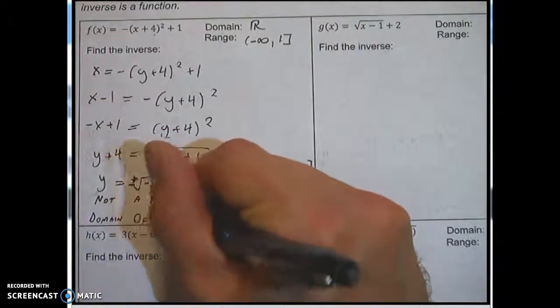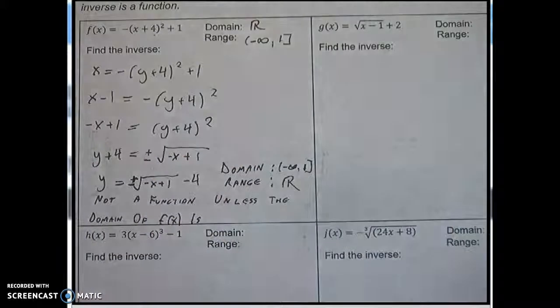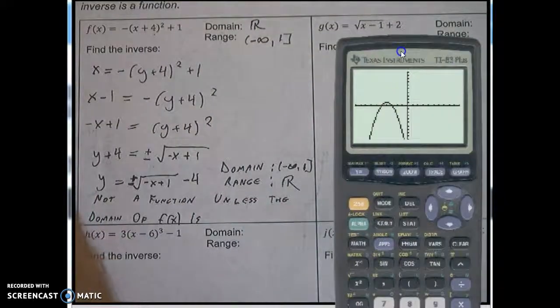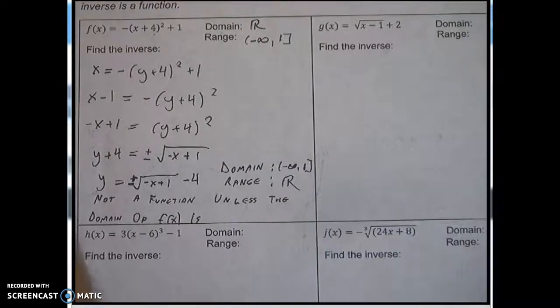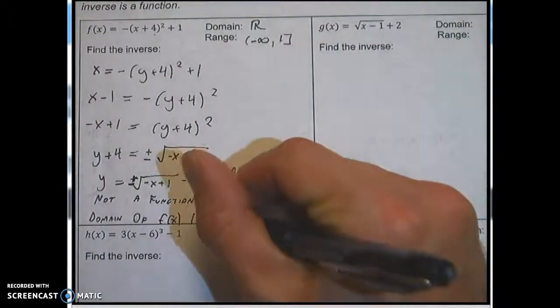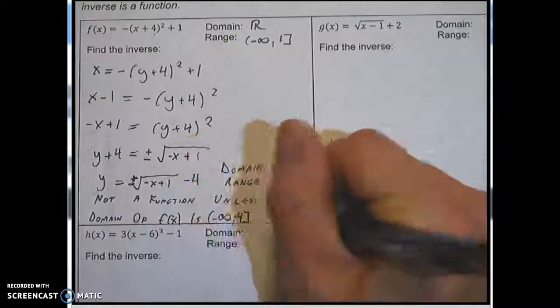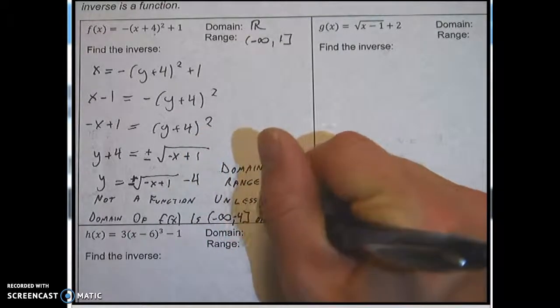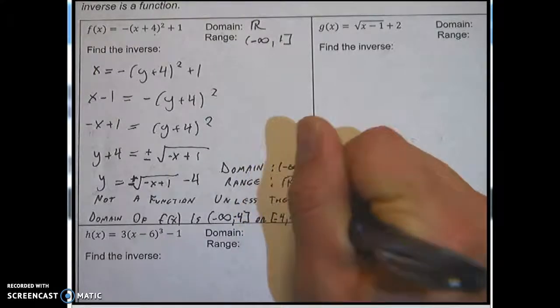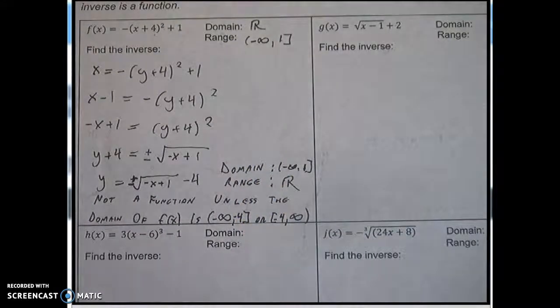of f of x is restricted to, and this is where we need to split this parabola in half. So the domain is the x value. So what's the x value that cuts this thing in half? Well, that's -4. So we can restrict it to either -infinity to -4, or we can make it -4 to +infinity. That's the only way to make the thing a function, is if we split it in half to start with. And I'll show you how to restrict that domain on your calculator on the next problem.